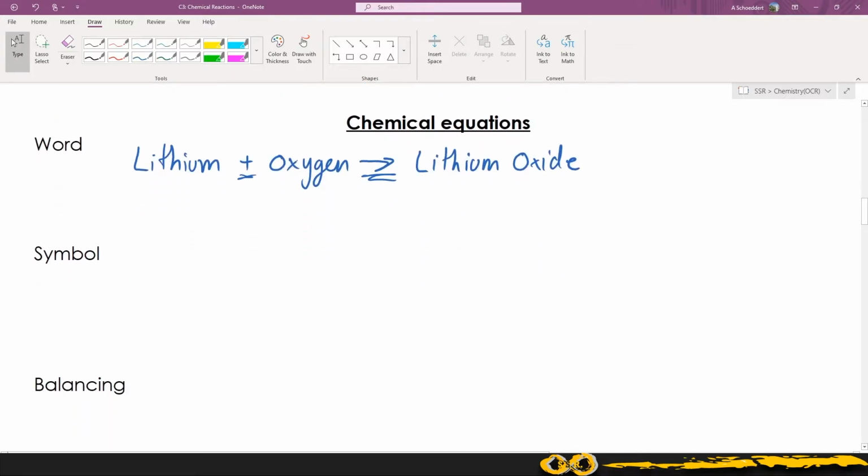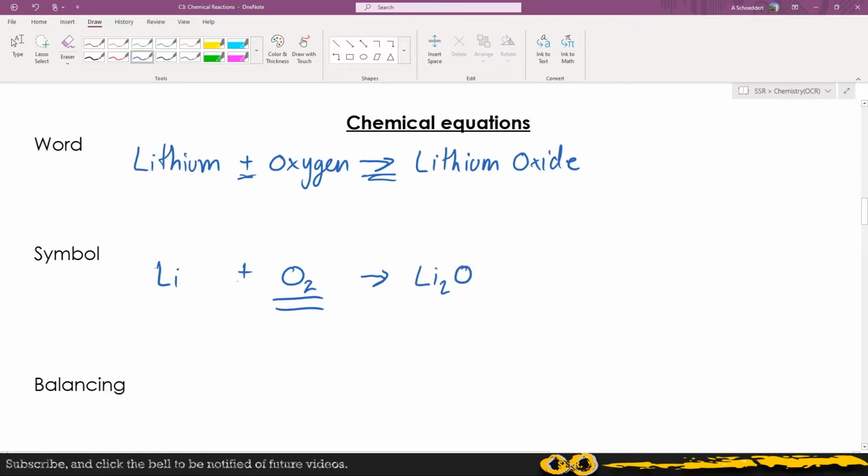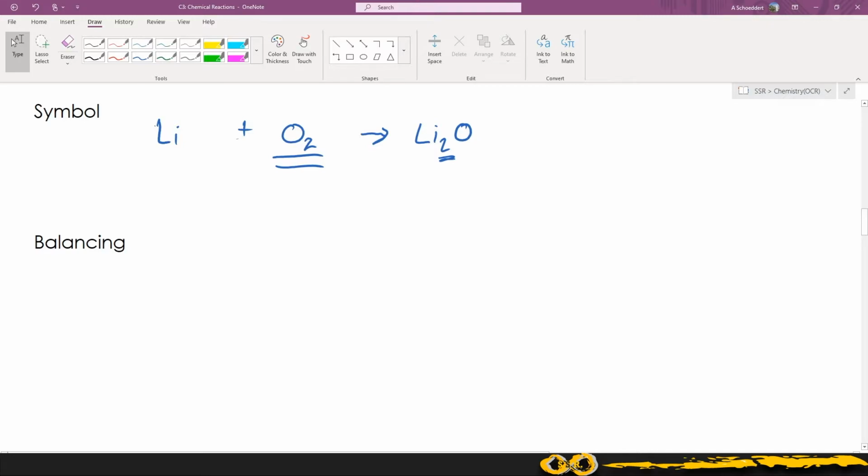We can also convert this into symbols, so lithium plus oxygen, and here we remember that O2 is a diatomic, so we need to show O2 and not just O. And those will react to form lithium oxide, and we've already worked out that that has to be 2 lithium atoms to cancel out the -2 charge on oxygen. We need to apply the law of conservation of mass to this in order to create a balanced symbol equation.